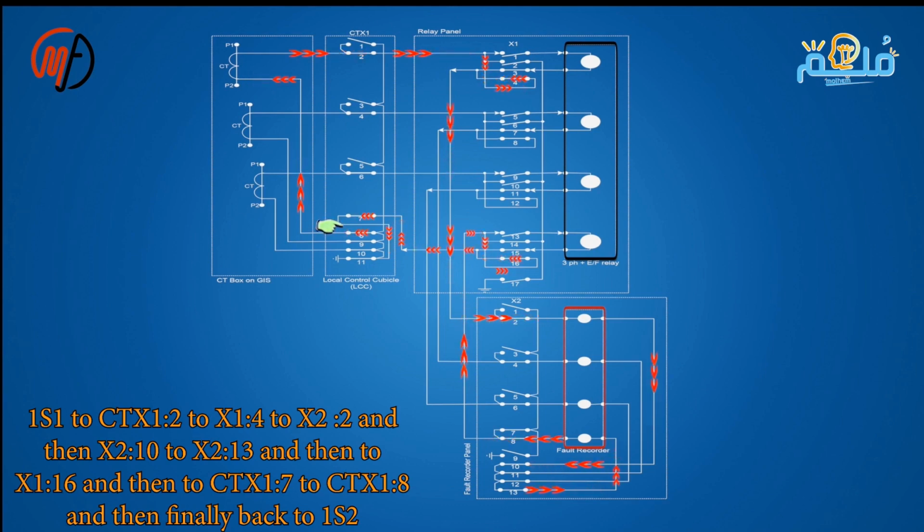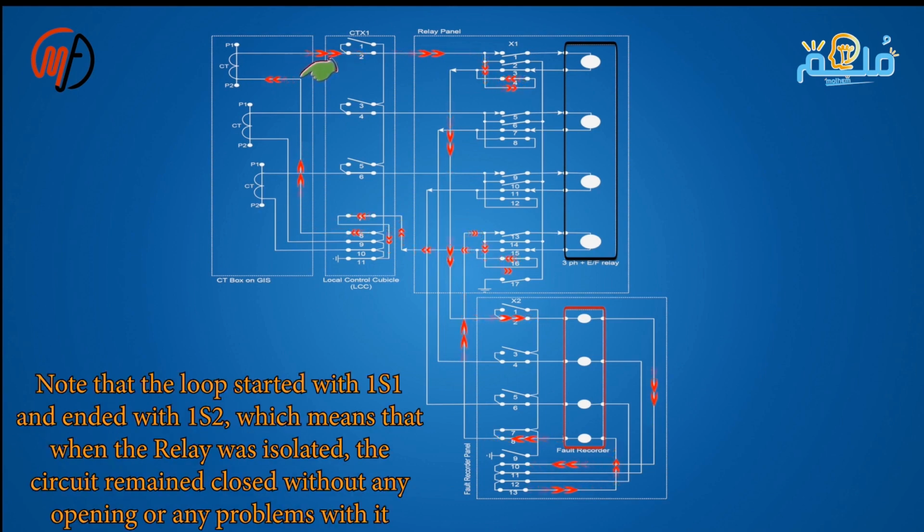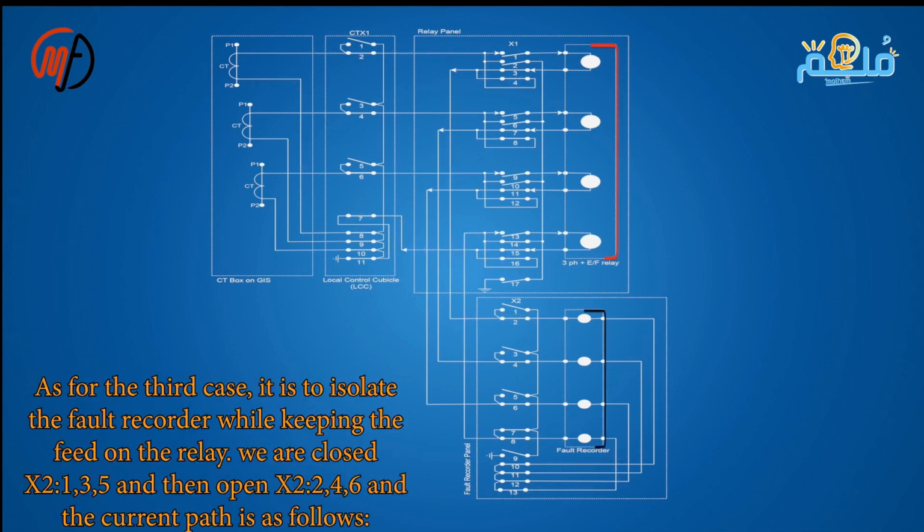Then finally back to 1, and notice that the loop started with B and ended with B, which means when the relay is isolated, the circuit remains closed. Isolating the voltage recorder while keeping the relay powered involves closing X2 terminal 1, X2 terminal 3, and X2 terminal 5, opening X2 terminal 2, X2 terminal 4, and X2 terminal 6.